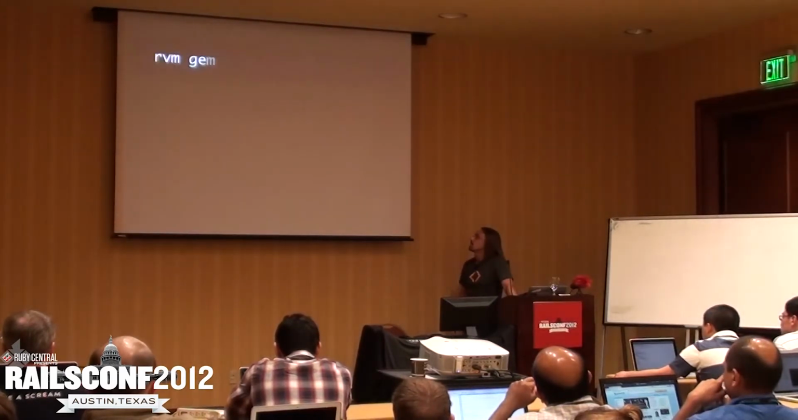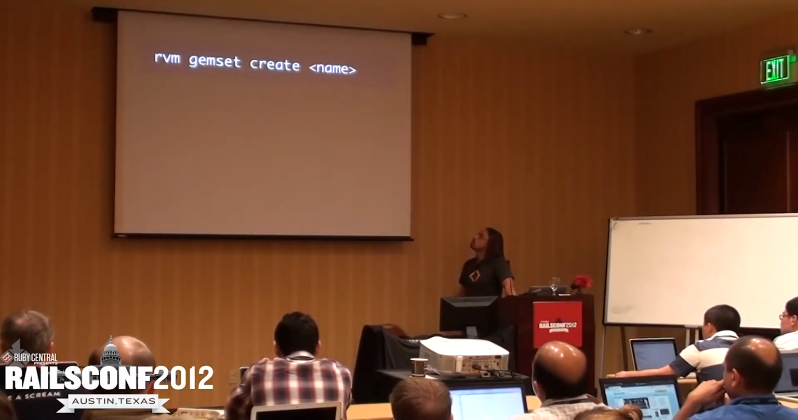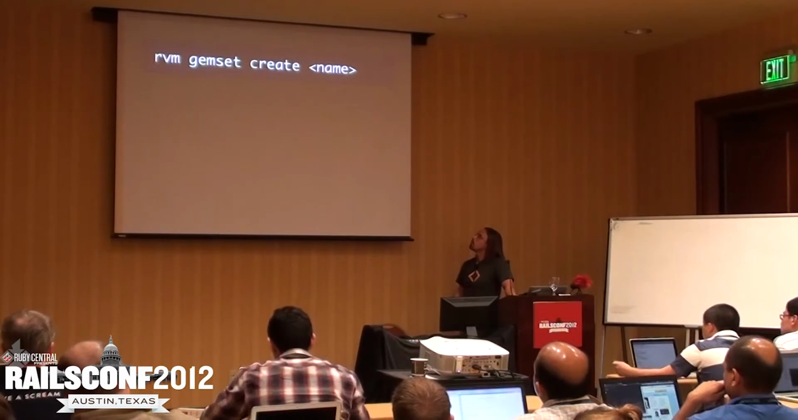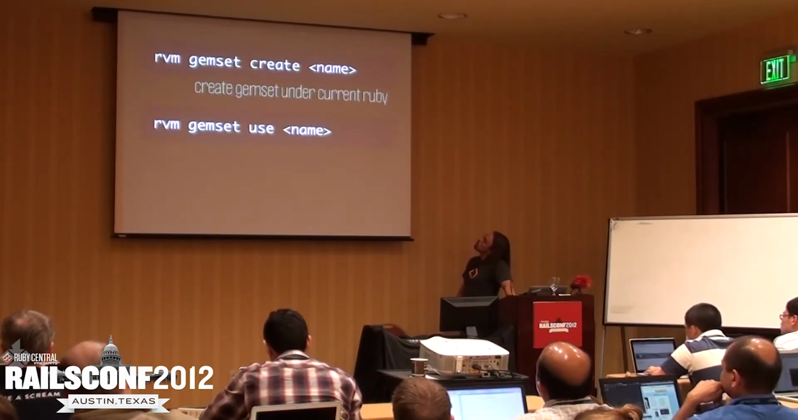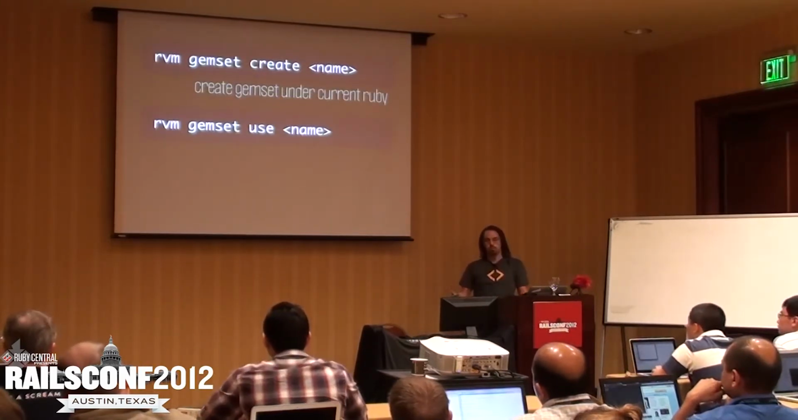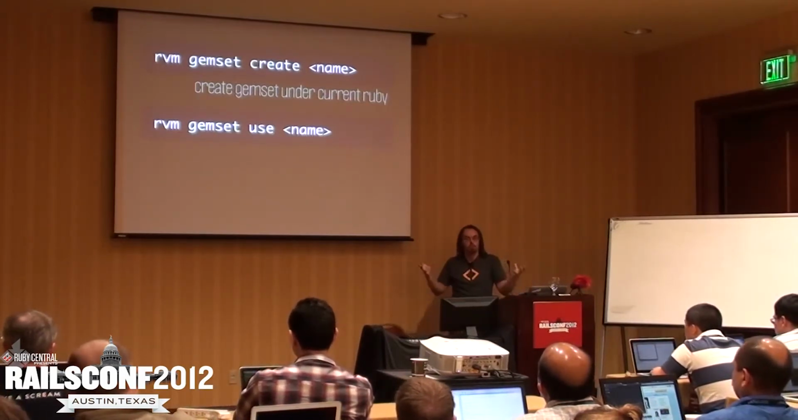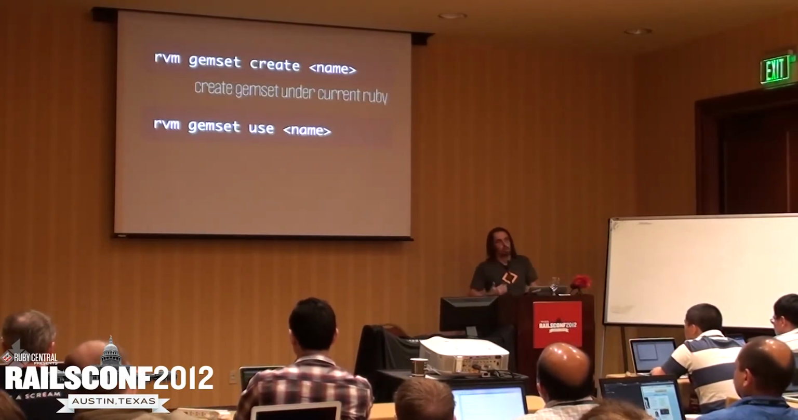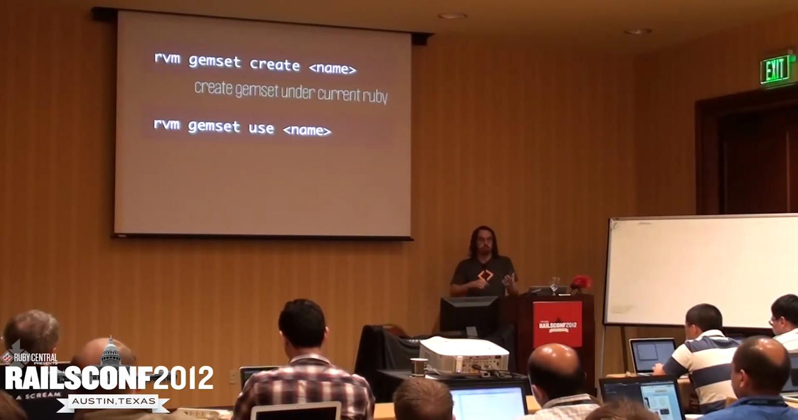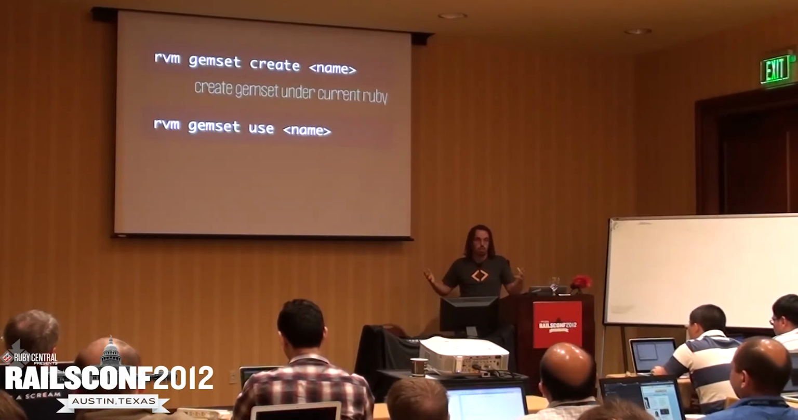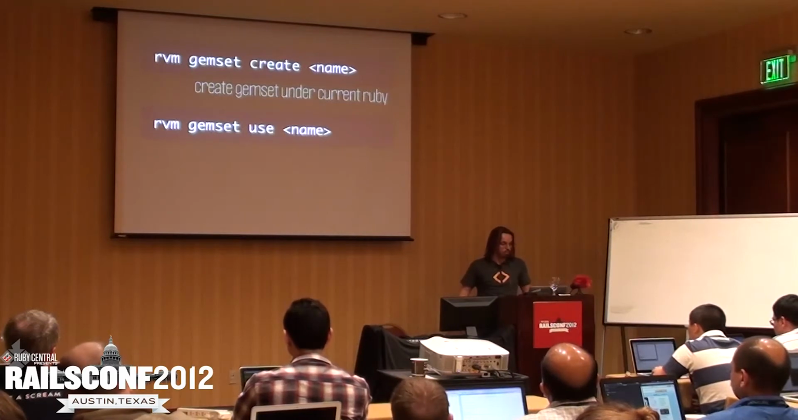And the way you create a gem set is by simply running gemset create and giving it a name, and you can start using it. And when you use it, you'll basically have an empty environment where you can install whatever you want. So you won't have Bundler, you won't have Rails, you won't have anything. You'll be able to gem install Rails from scratch, and it'll install the latest version of Rails for you.